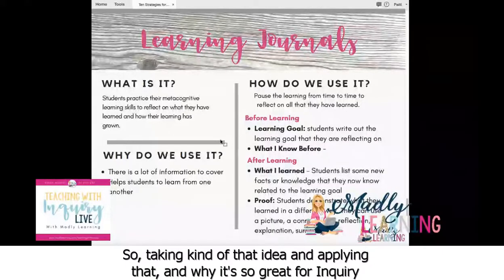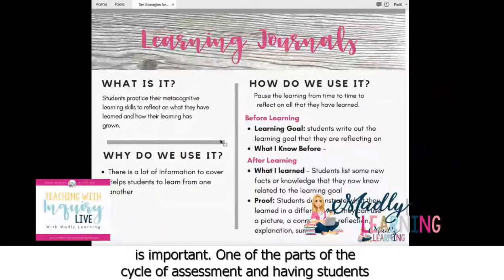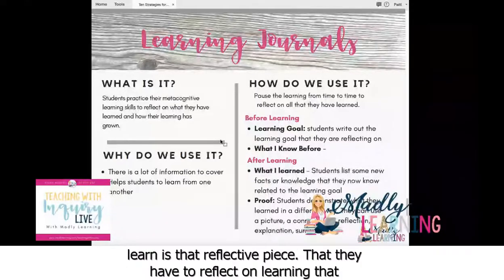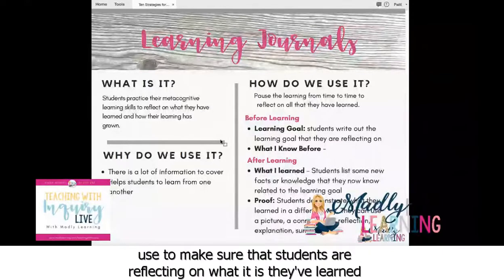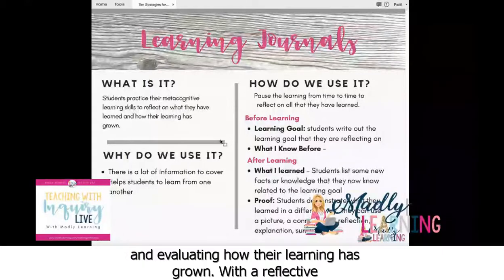So taking that idea and applying it, and why it's so great for inquiry, is important. One of the parts of the cycle of assessment and having students learn is that reflective piece, that they have to reflect on learning, that metacognition that they need to develop. So a learning journal is a great tool to make sure that students are reflecting on what they've learned and evaluating how their learning has grown.